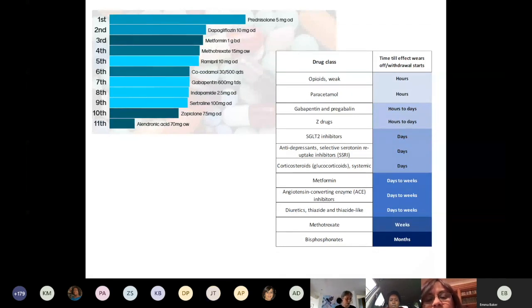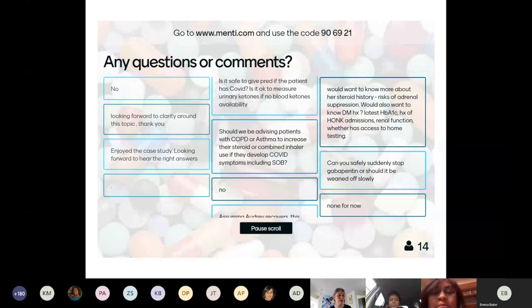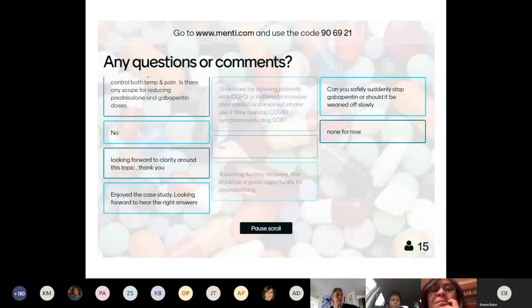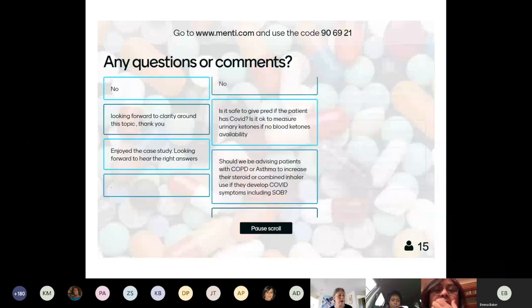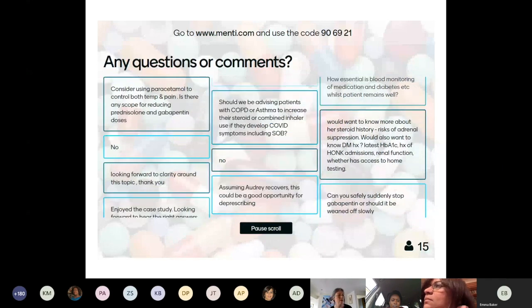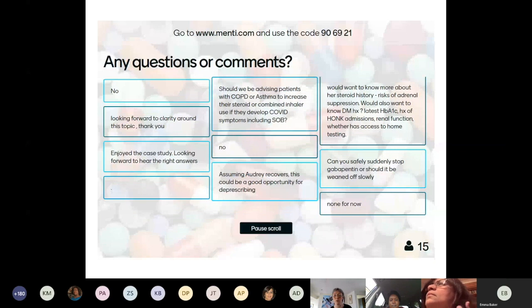I'm finished. So lots of things to think about. It's incredibly difficult. I'll leave you with the thought that if it's hard for us, it's really hard for the patients. I think I've answered most of the questions and comments. I'm going to leave you with these two, the COPD and asthma question, which I'm going to hand over to Dr. Draper, and the comment was that if Audrey recovers, it would be a good opportunity for deprescribing, which indeed it would.